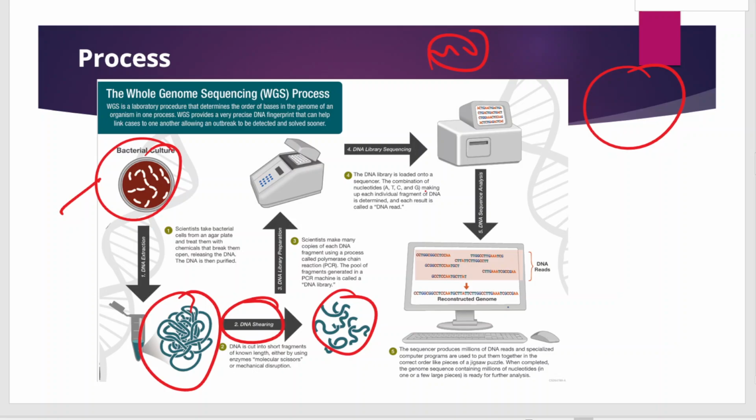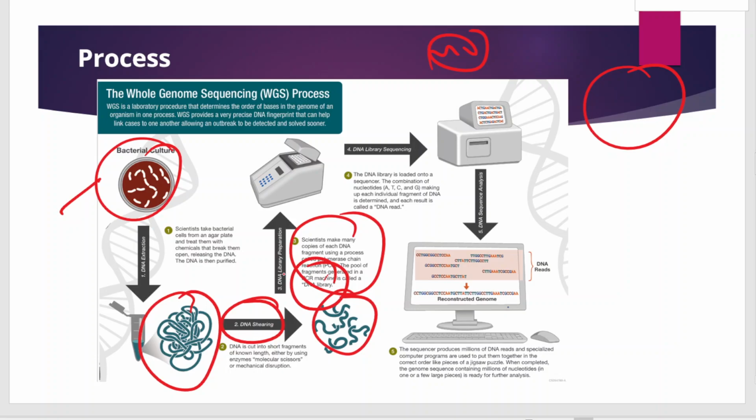Okay, so after that, the scientists make DNA copies of each DNA fragment using a process called polymerase chain reaction, which we call the PCR reaction. Okay, and the pool of fragments generated in a PCR machine is called the DNA library.